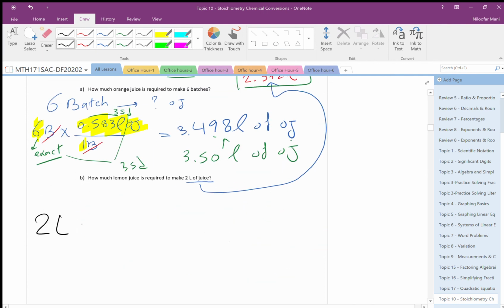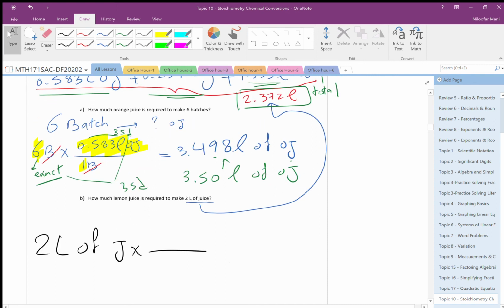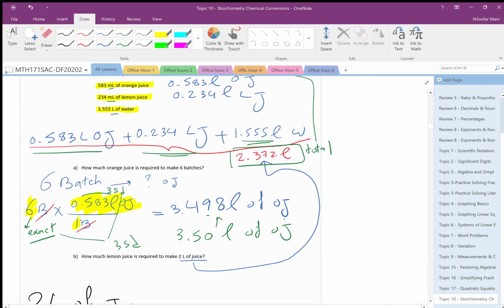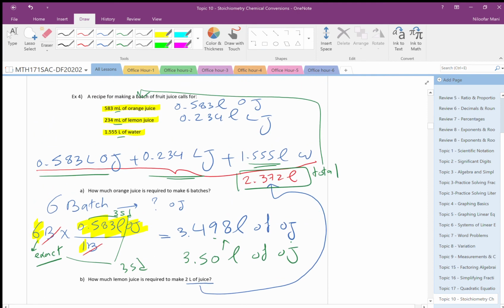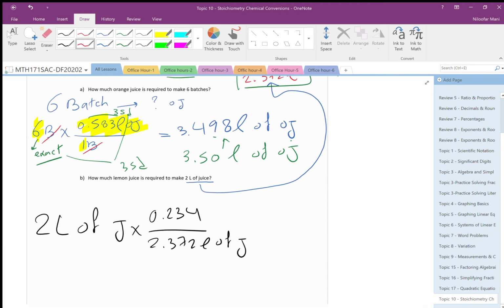So now I do 2 liters of juice multiplied by the lemon juice per 2.372 liters of juice total, how much lemon juice? 0.234. Am I right? 0.234. Yes. So then I can cancel liter of this, liter of this. So here I have to say liters of lemon juice. So I can keep it.